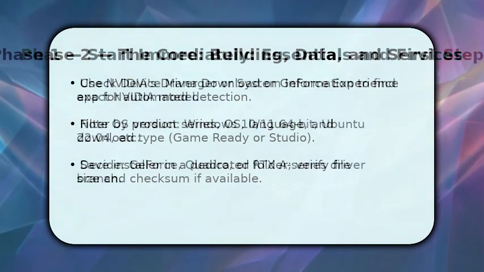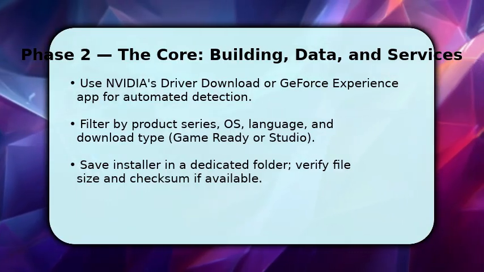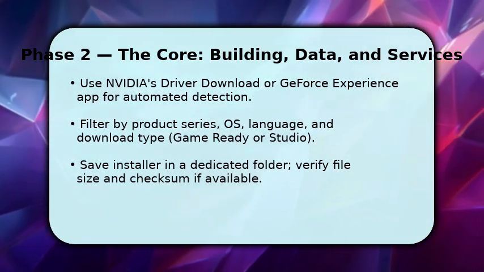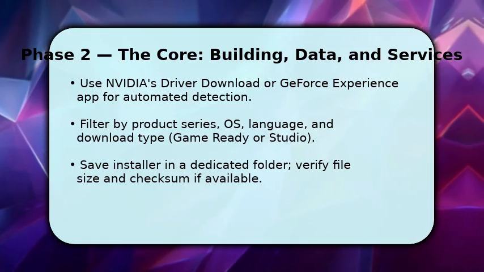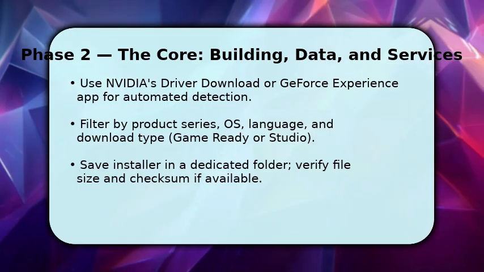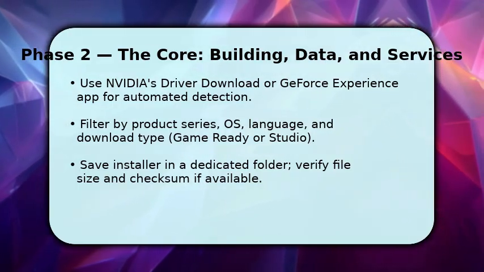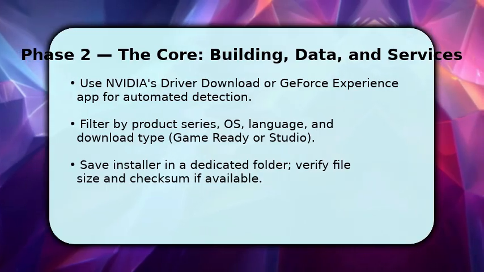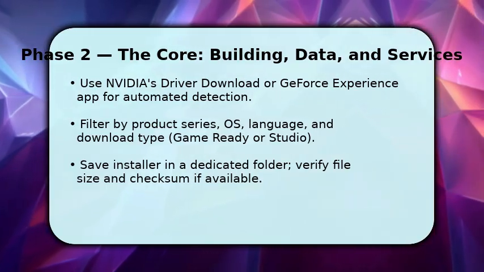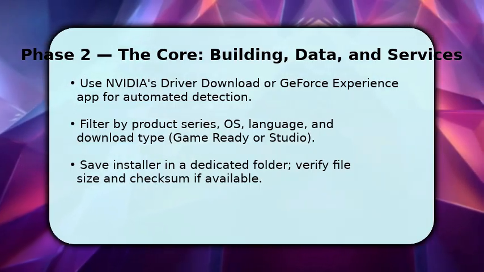Now you locate the matching driver. Use Nvidia manual search or let GeForce Experience detect your card automatically. Select product series, OS, and download type, game ready for gameplay, studio for creative apps, because each optimizes different workloads. Click Download and save the installer to a known folder. Checking the file size helps spot incomplete downloads. If available, compare checksums to ensure integrity.